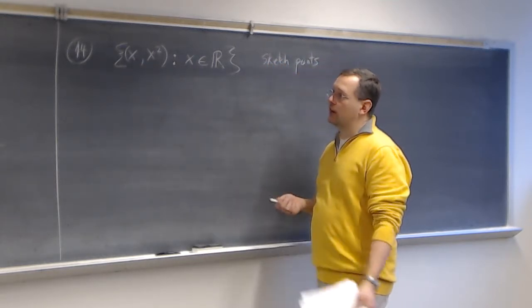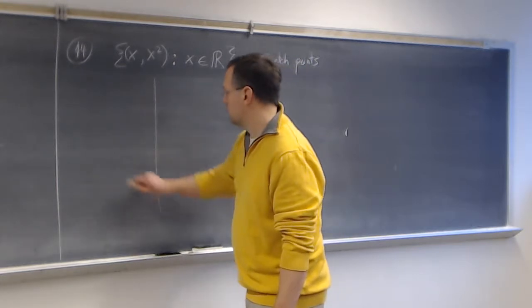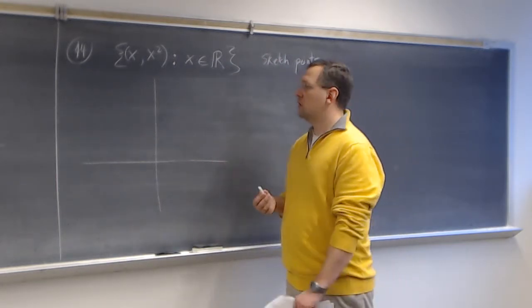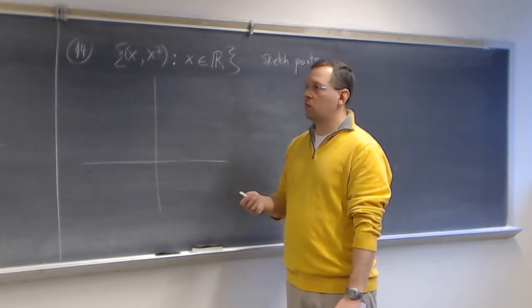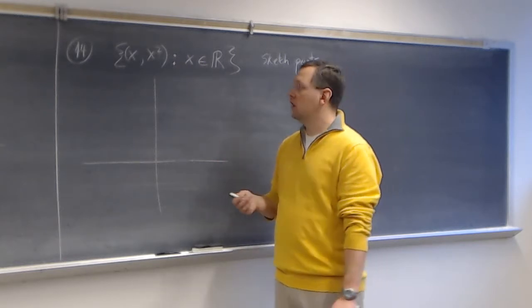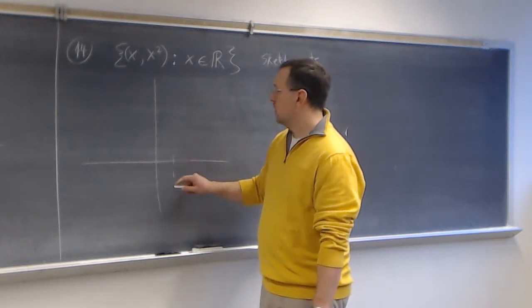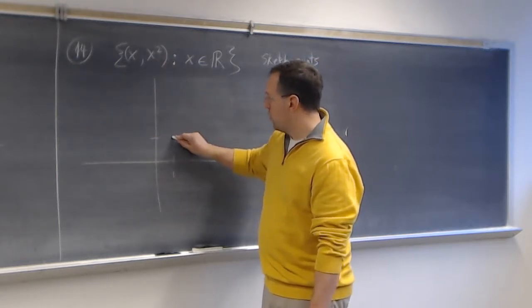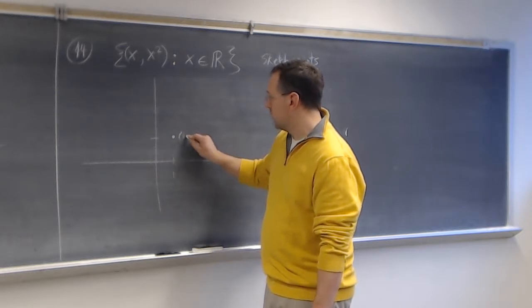So maybe we should start with just a few points. x can be any real number. So what about 1? x could be 1, right? If x was 1, what would x squared be? 1. So the point (1, 1) is actually in this set.